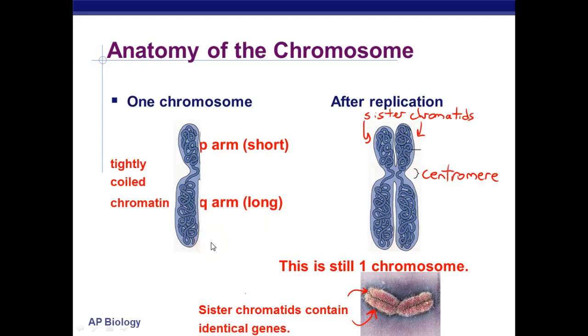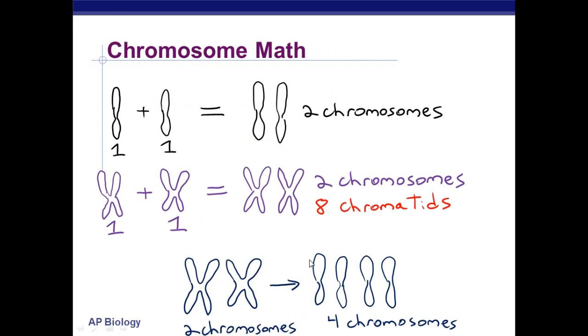Something to keep in mind, we have one chromosome here, but even after it's been replicated, this is still considered one whole chromosome. Yes, it's double-stranded, yes, it's got sister chromatids, but it's still considered one chromosome. That can lead to some interesting chromosome math.